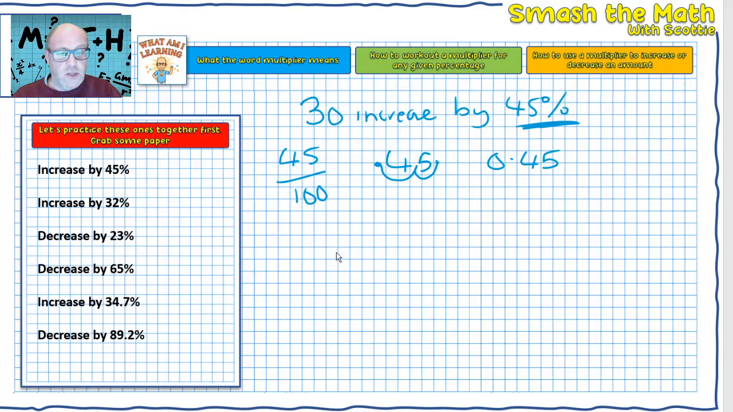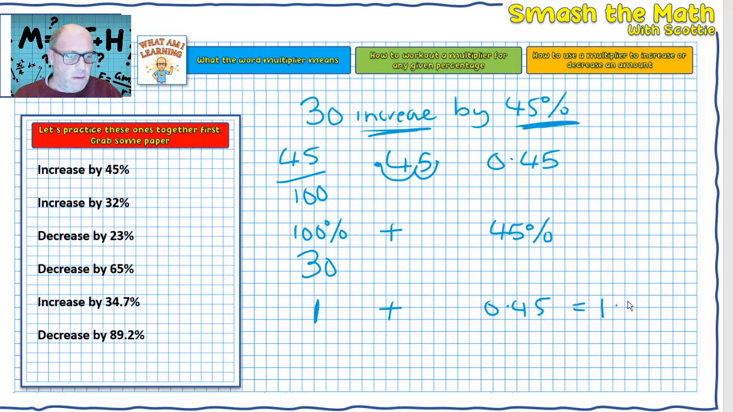Brilliant. Now, just to show you, remember, 30 is 100%. It's the whole thing. I've started with 30. 100% as a multiplier is 1. I'm adding on, because I'm increasing, by 45%. So I'm adding the multiplier, I've already worked that, as 0.45. Okay, so I'm doing 100% of 30, adding another 45. My multiplier for 100%, the whole thing, is 1, plus 45% is 0.45. So my multiplier for this one is 1.45.